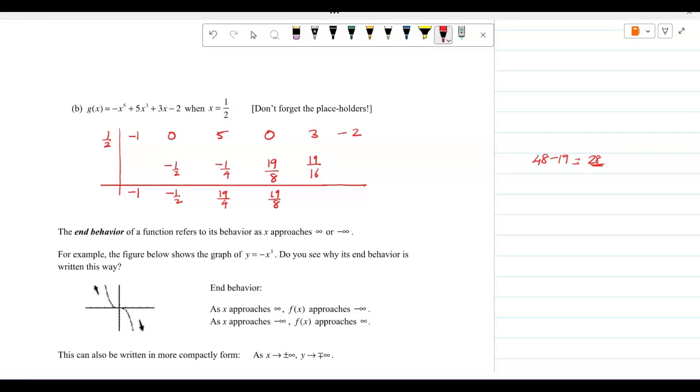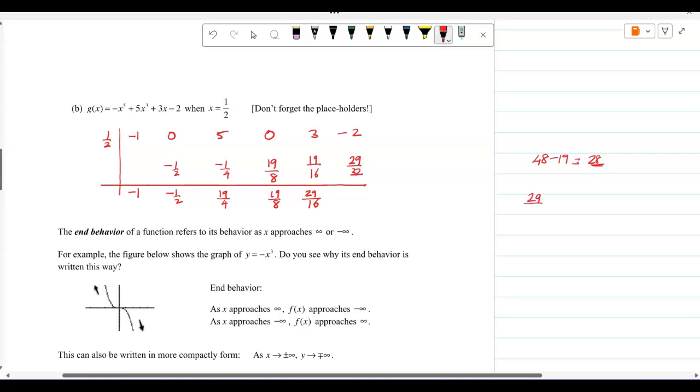29 or 29 over 16? Because you're subtracting 19, na? You're following that? Fine. Then this will be, how much is it? 32? 29 over 32, correct?